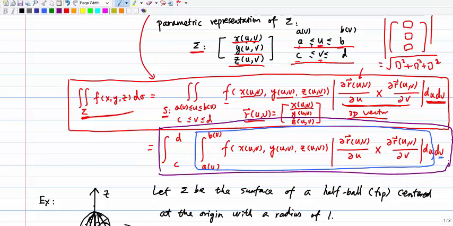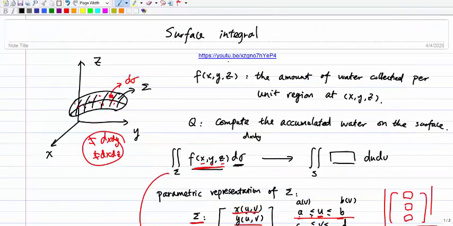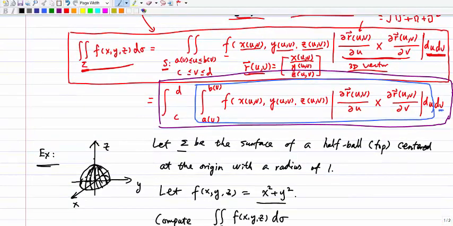Now I'm going to give you an example to show you how to compute this. This looks really complicated, but I'll show you how to compute the surface integral. In this example, I have a surface sigma, which is the top of a half ball centered at the origin with a radius of 1. This is exactly the first example I mentioned in the previous lecture, about how to find a parametric representation for this surface.